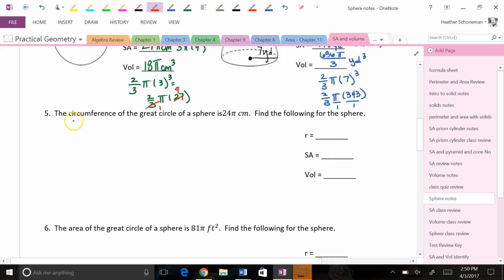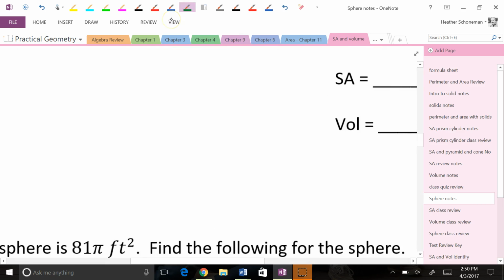So in this one, it tells us the circumference is 24 pi. So the first thing we need to do is find the radius. Well, we know circumference is 2 pi times the radius. So we're going to plug in and solve. So that means 24 pi equals 2 pi r. Okay, well the good news is, whoa, what happened?